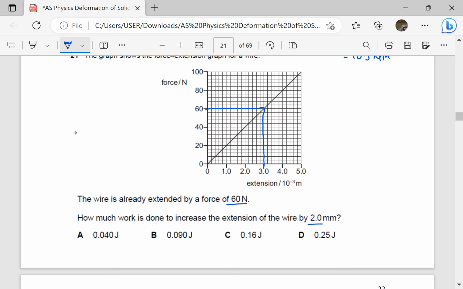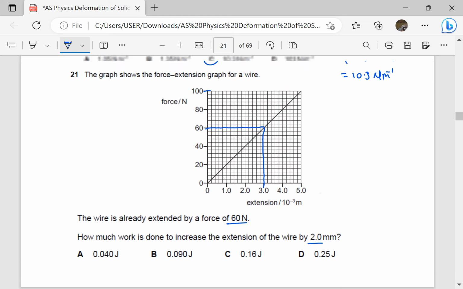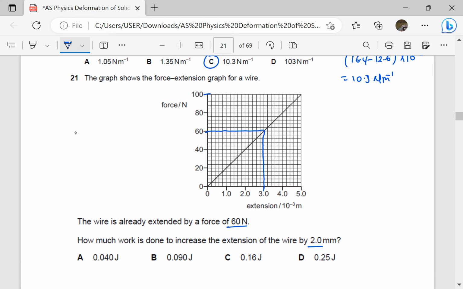So by 2 millimeters, that is 2 times 10 power negative 3. So it means the load is going to be 100. We want how much work is done to increase the extension of the wire by 2 millimeters. The work done is actually the energy stored, which is the elastic potential energy or the strain energy. So I'll use energy equal to a half Fx or a half kx squared, but since it would involve calculating k again, I'll ignore k.